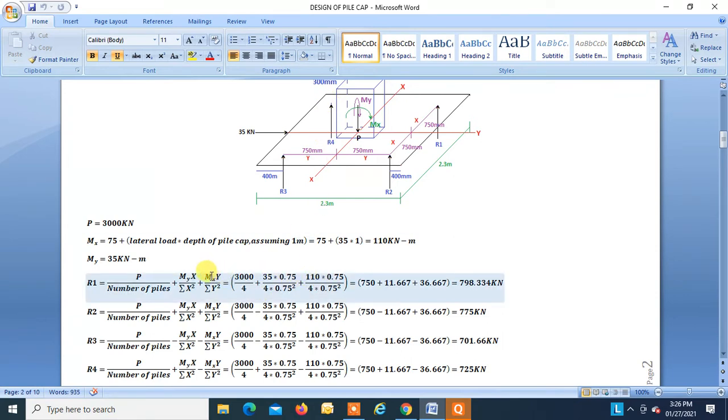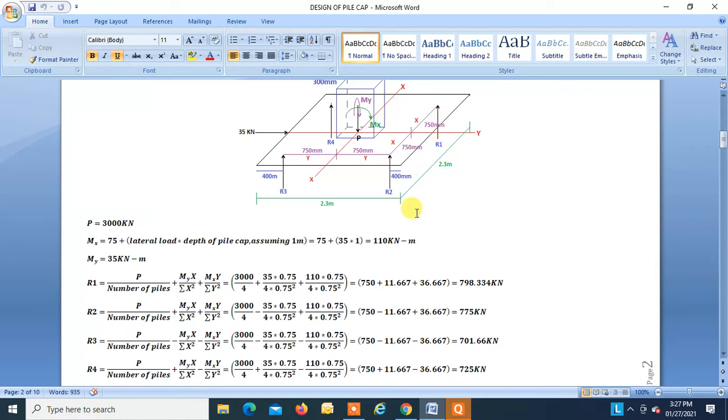Now similarly, Mx into y, Mx is 110, y for this pile is 750 mm, that is 0.75 meters, 0.75 divided by sigma y square, right? So this is taking the square of the distance of this pile from the CG of the pile cap, that is 0.75 square, 0.75 square, 0.75 square, and 0.75 square.